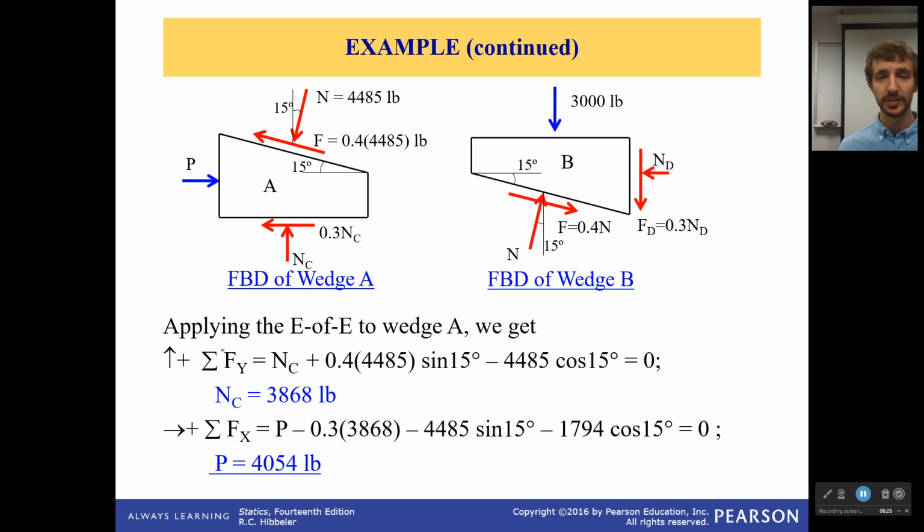So some forces in the y direction, well, that's pretty easy on this one. N has both a y and an x component, as does this frictional force. So we break it up similarly to how we did earlier. Our x components, we have force P, we have our frictional force at C, and we also have x components from both our normal and frictional forces. So we break it up just like we did earlier. With that, we get that our NC is 3,868 pounds, and P is 4,054 pounds.